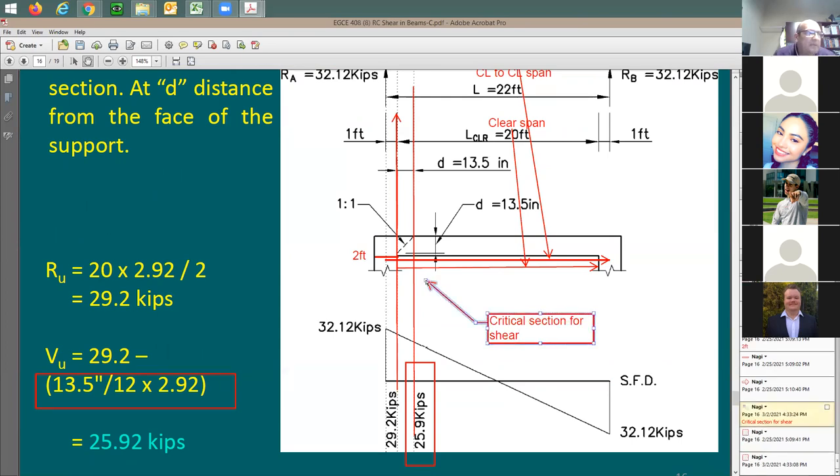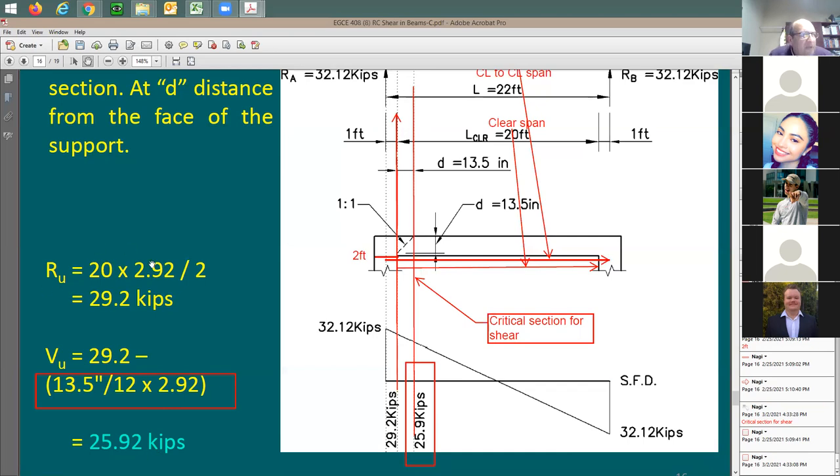Where does it happen? You can see it happens exactly right here. Now your V sub U is going to be the 25, not the 32. 32 is too much and it's right at the center of the column. 29, which is the face of support, is not to be considered according to the code. The code gives you a break and says you can take it at the distance d. So let me use this. Now here's what happened: your shear here is 25.92.